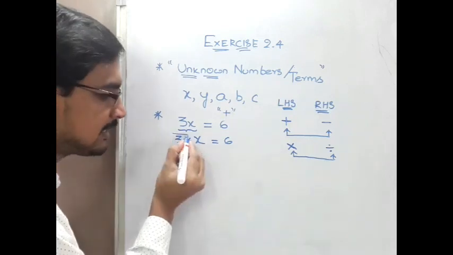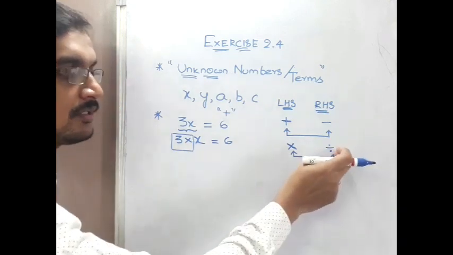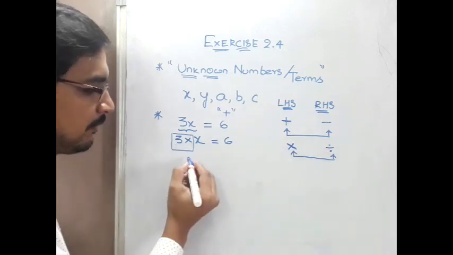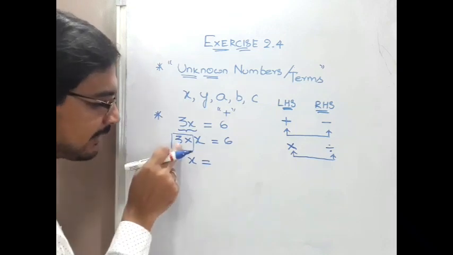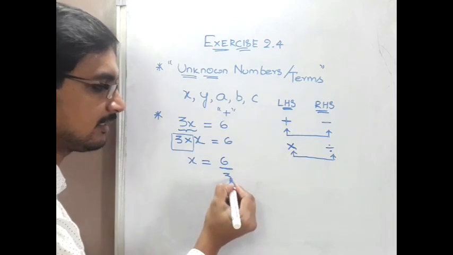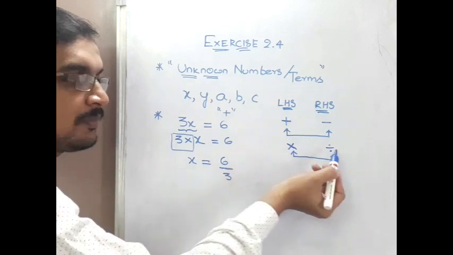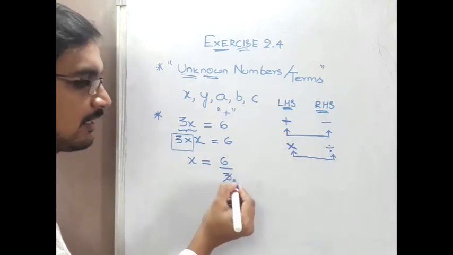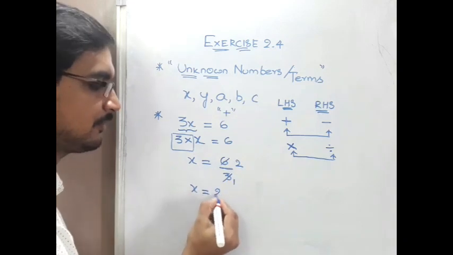When the term which is under multiplication is transposed to the other side, it should come to division. So 3 is in multiplication. I am leaving this x exactly as it is. 3 under multiplication, when we take to the other side, will go to division like this. See, multiplication became division. Now normal calculation: 3 ones are 3, 3 twos are 6. So we got the value of x as 2.